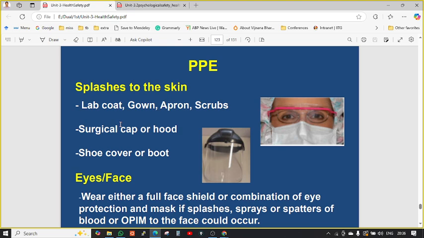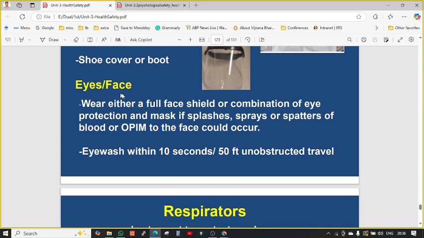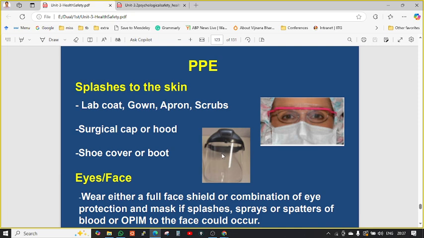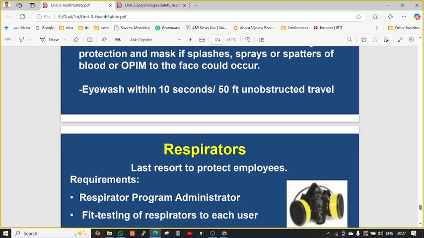Skin protection like lab coat, gown, apron, and scrubs are also used as PPEs. Surgical cap: in medicine, doctors use some head covering that is called a surgical cap. Shoe covers with boots. Then for the eyes, an eye shield or face shield is used, along with a face mask, to protect against flashes and sprays. So these are the different personal protective equipment before handling this kind of situation.